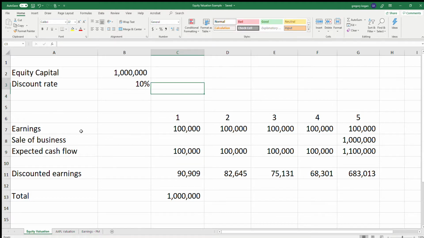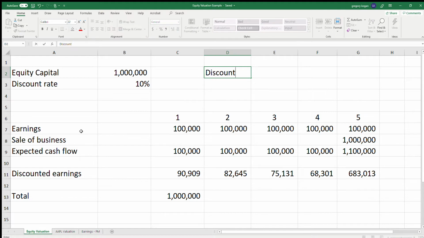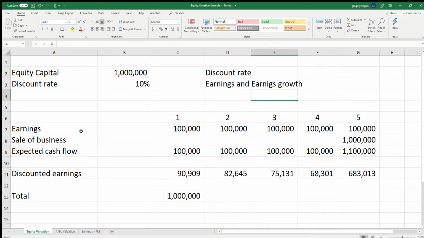So the three factors that control equity valuation are the discount rate, the earnings, the earnings growth, and then it's also going to be the value of the business at a future date.